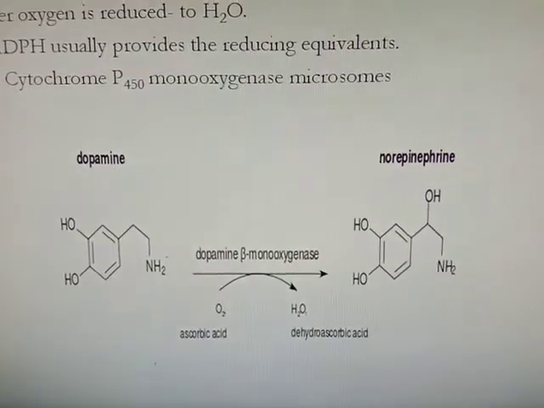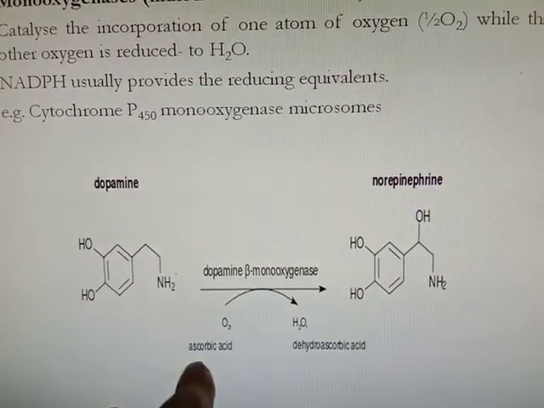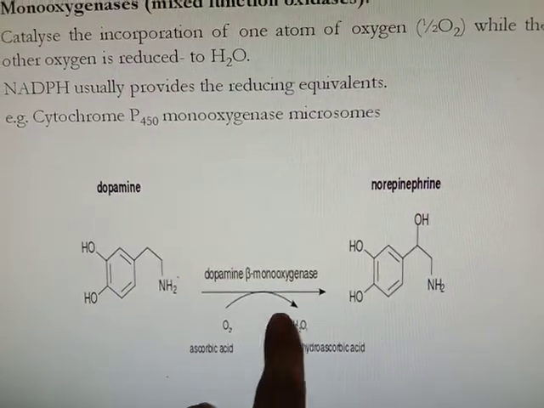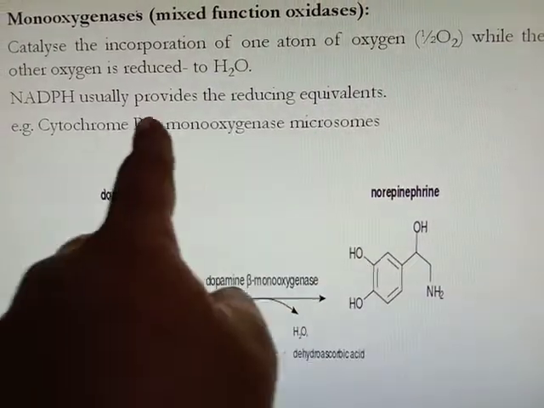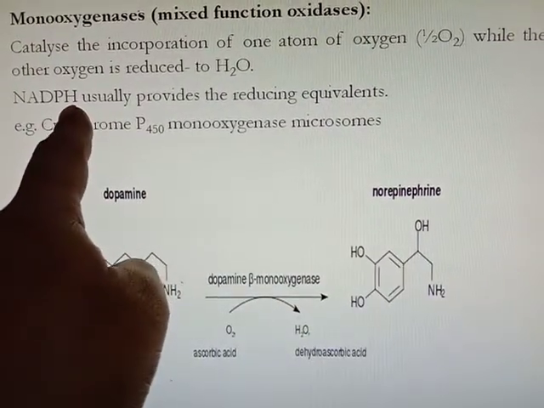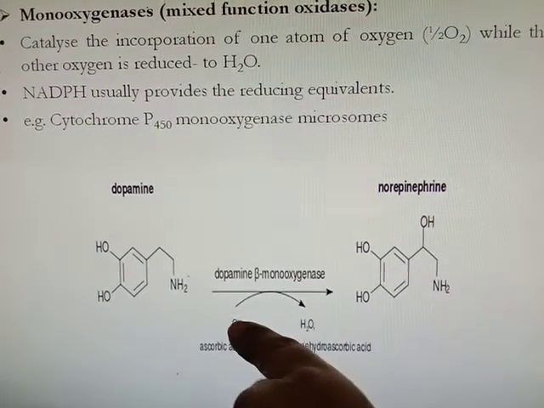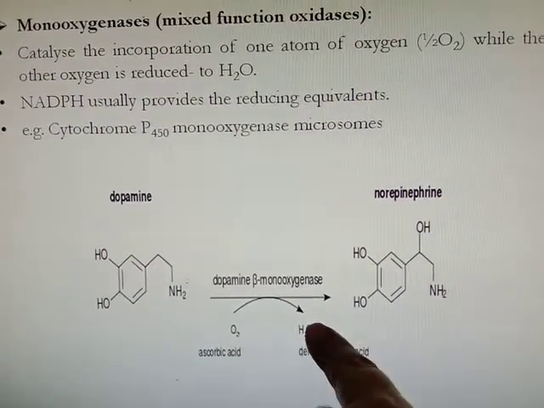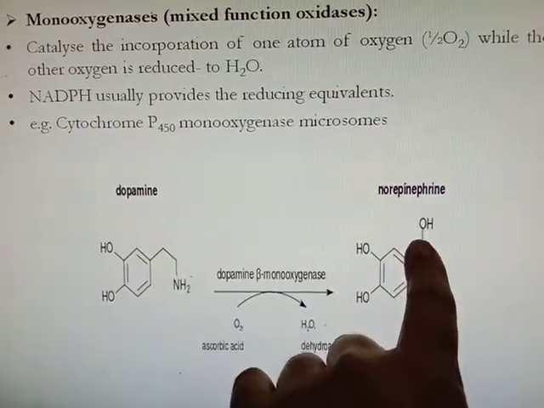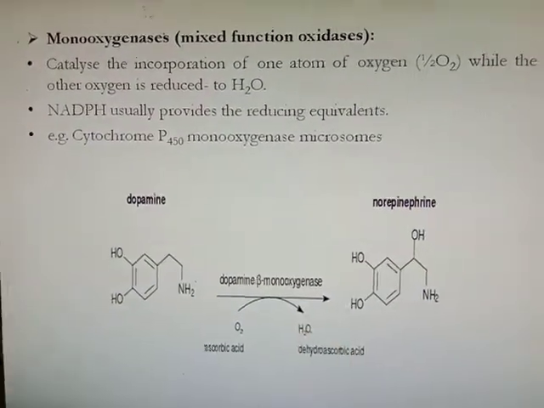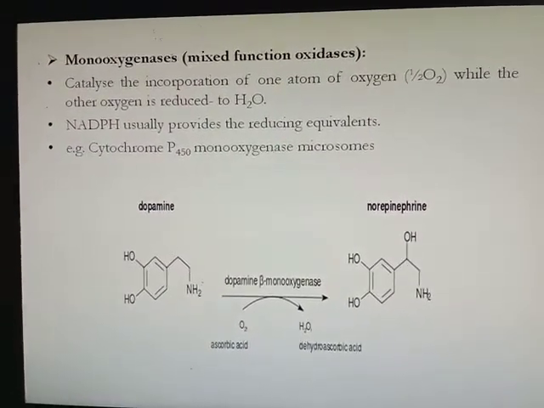So here you see there is a dopamine. Here one oxygen will be added to form an OH group. One reducing equivalent is provided by hydrogen from NADPH, and here OH is formed. Only one oxygen is involved and the second oxygen is reduced to a water molecule. So one oxygen goes into the substrate and one to water. Such enzymes are called monooxygenase enzymes.